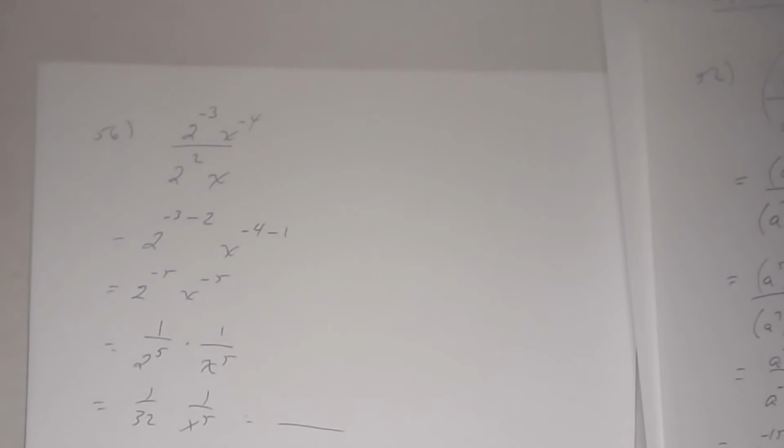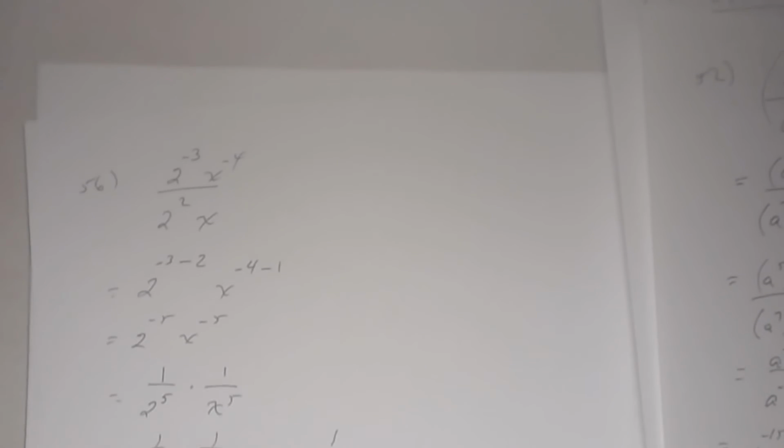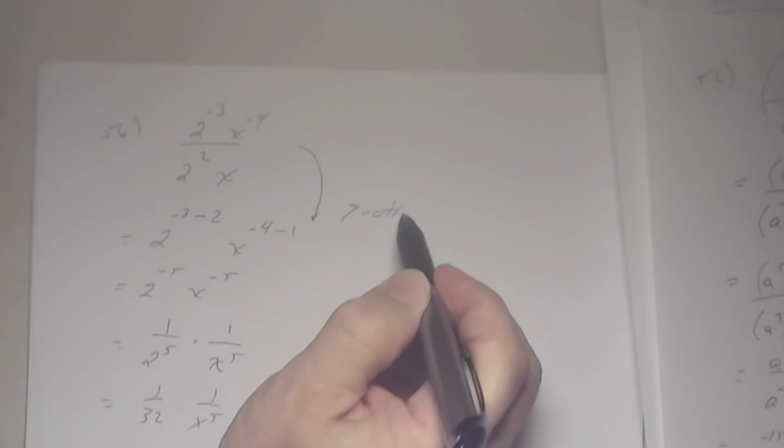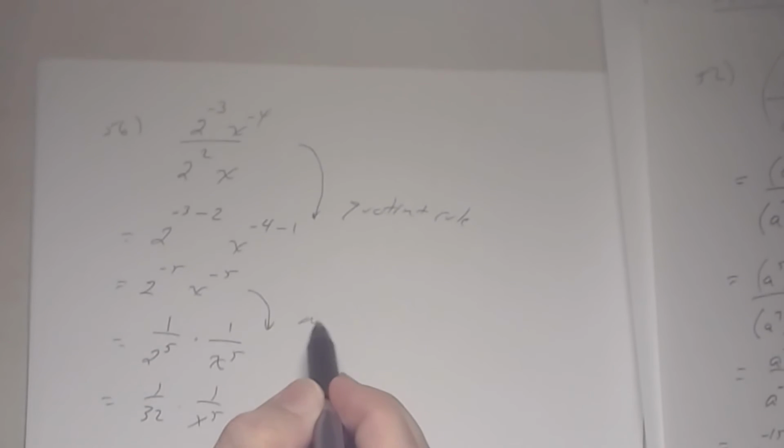Now write your final answer. What's the numerator of my final answer? 1. 1 times 1 is 1. What's the denominator of my final answer? Okay, notice how each step helped me to get to that answer. So that was the quotient rule to get to this point, and then here I use the negative exponent rule.